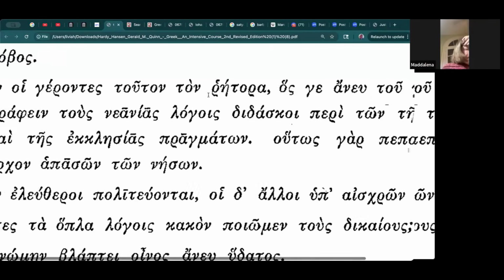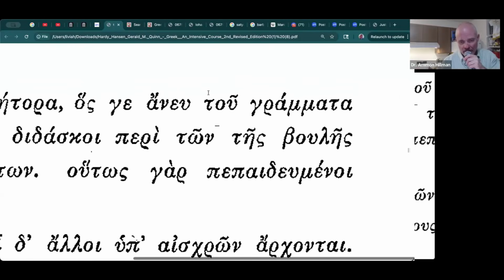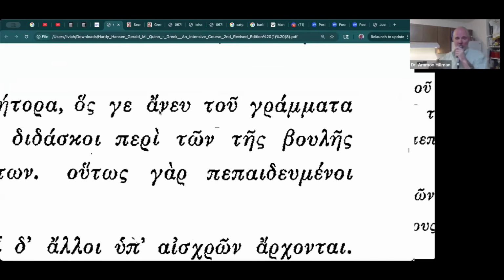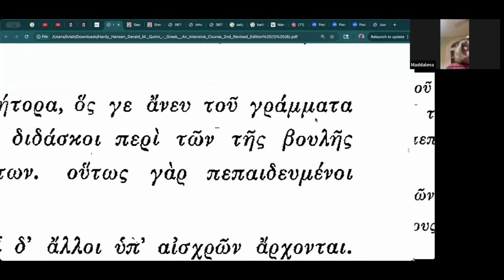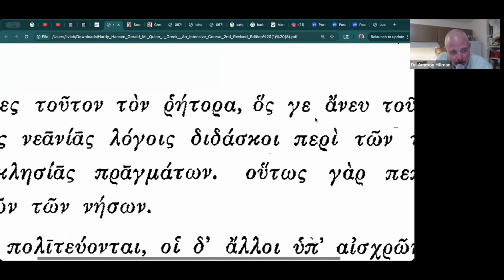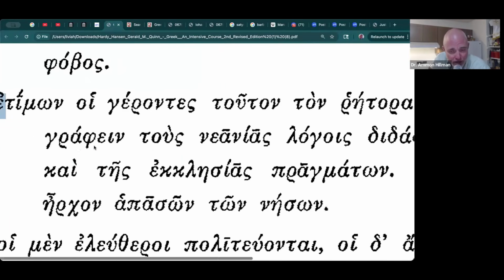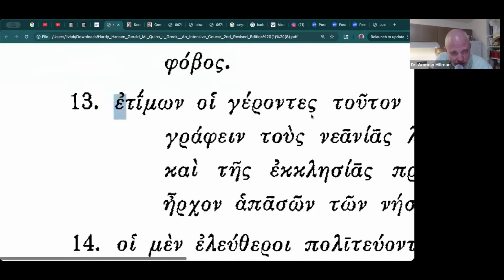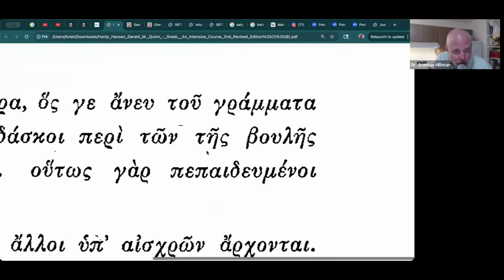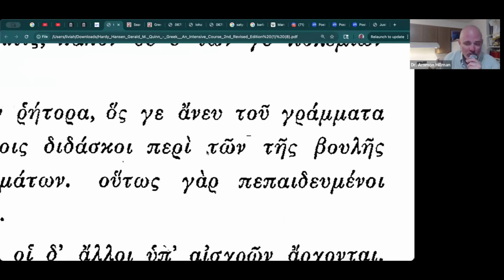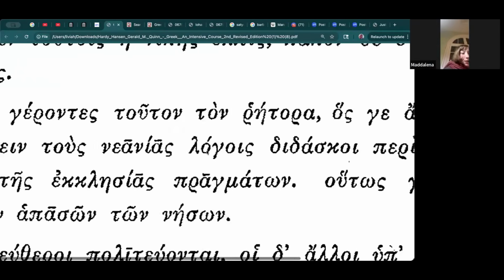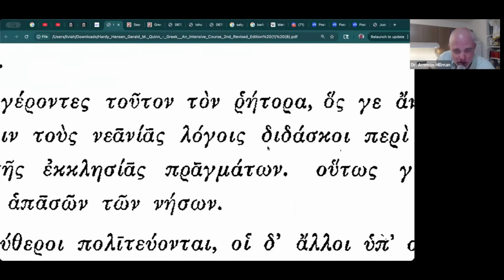Notice now, let me make sure you see this. Aneo takes a genitive. It means without something in the genitive. You see tou, it's in the genitive, but grammata is not in the genitive. That's in the accusative case. So now we keep going. We get graphein, and you can use an articular infinitive. That's an article with its infinitive. So to graphein is writing, without writing grammata. Without writing letters.